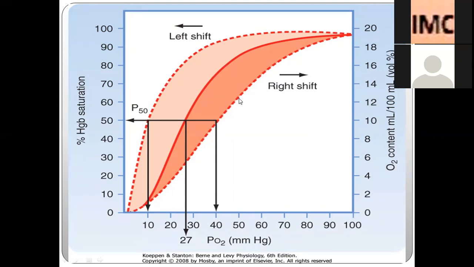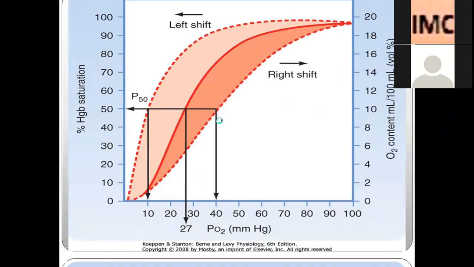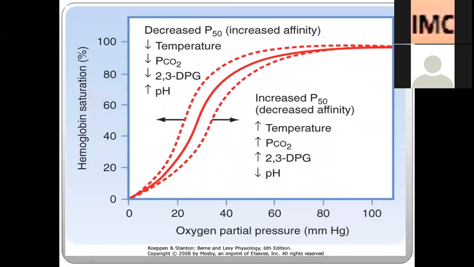Now, whenever there is a right shift, what does it mean? The affinity of the hemoglobin towards oxygen will be decreased. So these are the conditions where there is a decreased affinity of hemoglobin towards oxygen. So what are these conditions? Whenever the temperature is increased, whenever the partial pressure of carbon dioxide is increased, whenever the pH is decreased, whenever there is an increase in the 2,3-DPG levels. So all these conditions will decrease the affinity, decrease the binding of oxygen with hemoglobin.